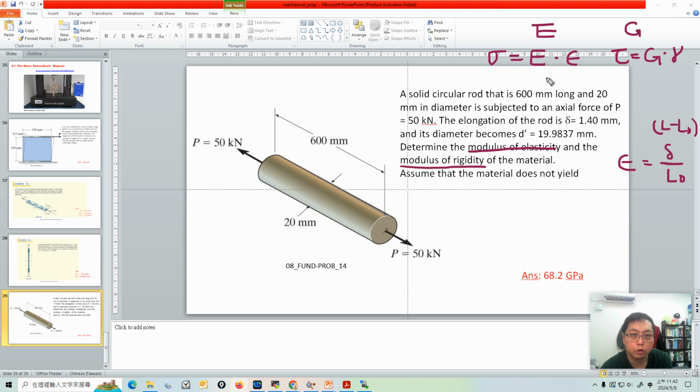Based on this information, we can obtain the elastic modulus. That's no problem. But what about the shear modulus? In this problem, we don't have anything about the shear strain or shear stress. So how do we calculate the shear modulus in this problem?